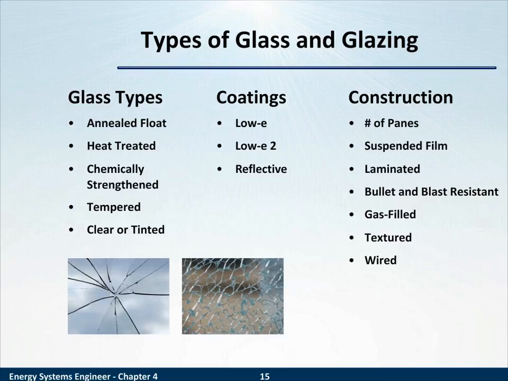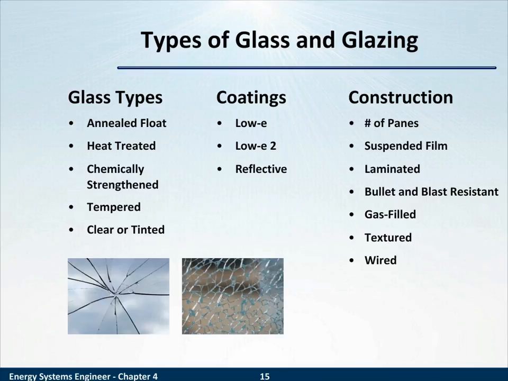And then any of these glass types themselves can be either clear or the glass can be tinted in some fashion. The glass itself can be colored. And then these glasses can have surface coatings applied, low E or low E squared, or a reflective, shiny surface coating.